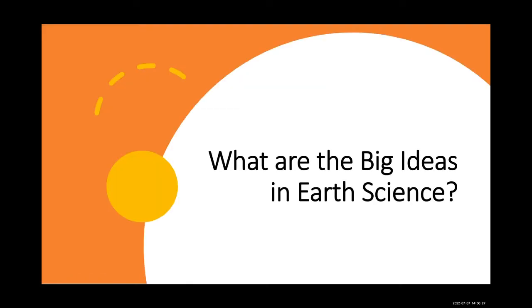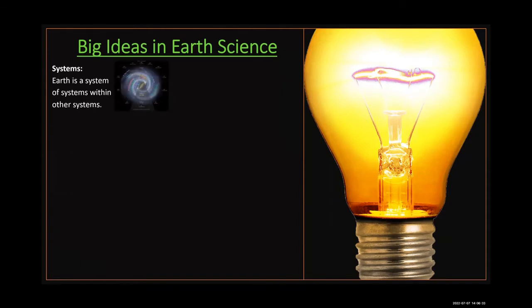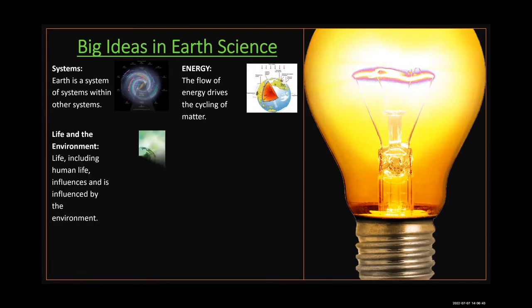So what are the big ideas in earth science? Our big ideas in earth science consist of systems. Earth is a system of systems within other systems. This reminds me of Men in Black. If you've seen that movie, you know what I'm talking about. Energy: the flow of energy drives the cycling of matter. Life and the environment: life, including human life, influences and is influenced by the environment.